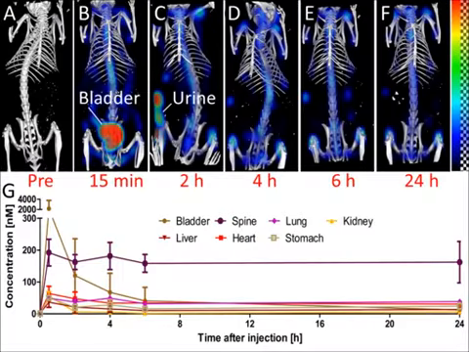In this study, we found high concentrations in the urinary bladder shortly after injection, as a consequence of the fast renal excretion of this probe. Furthermore, the signal in the spine quickly rises and remains relatively stable throughout the later imaging time points.